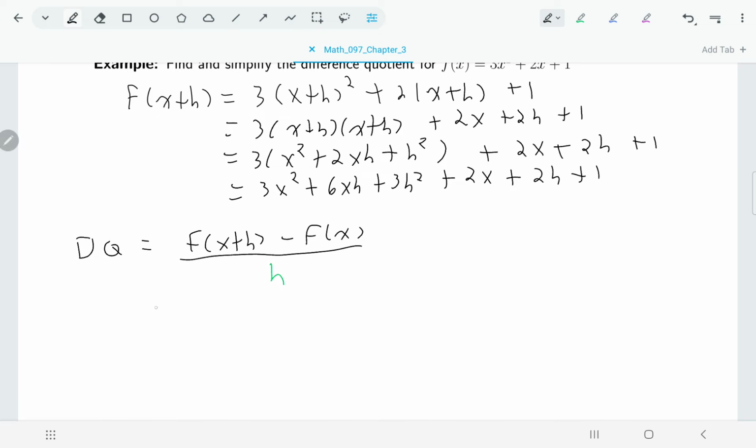So from f of x plus h, I already know what that is. That's 3x squared, 6xh, 3h squared, 2x, 2h, and 1.